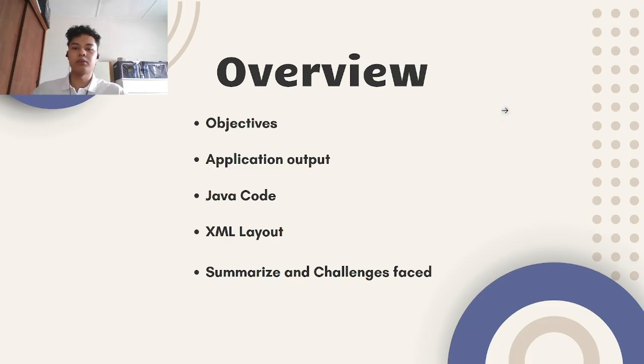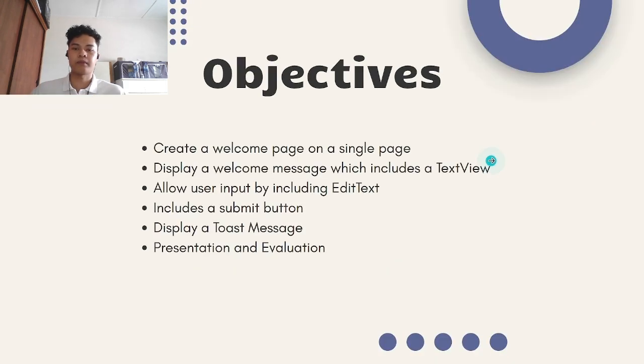So these are the things that we'll be covering in our presentation for today. First up being objectives, the application output, the code output, the Java code, and also the XML code. And lastly, the summary and also the challenges that we faced when we did the PBT one. So first up, the objectives.